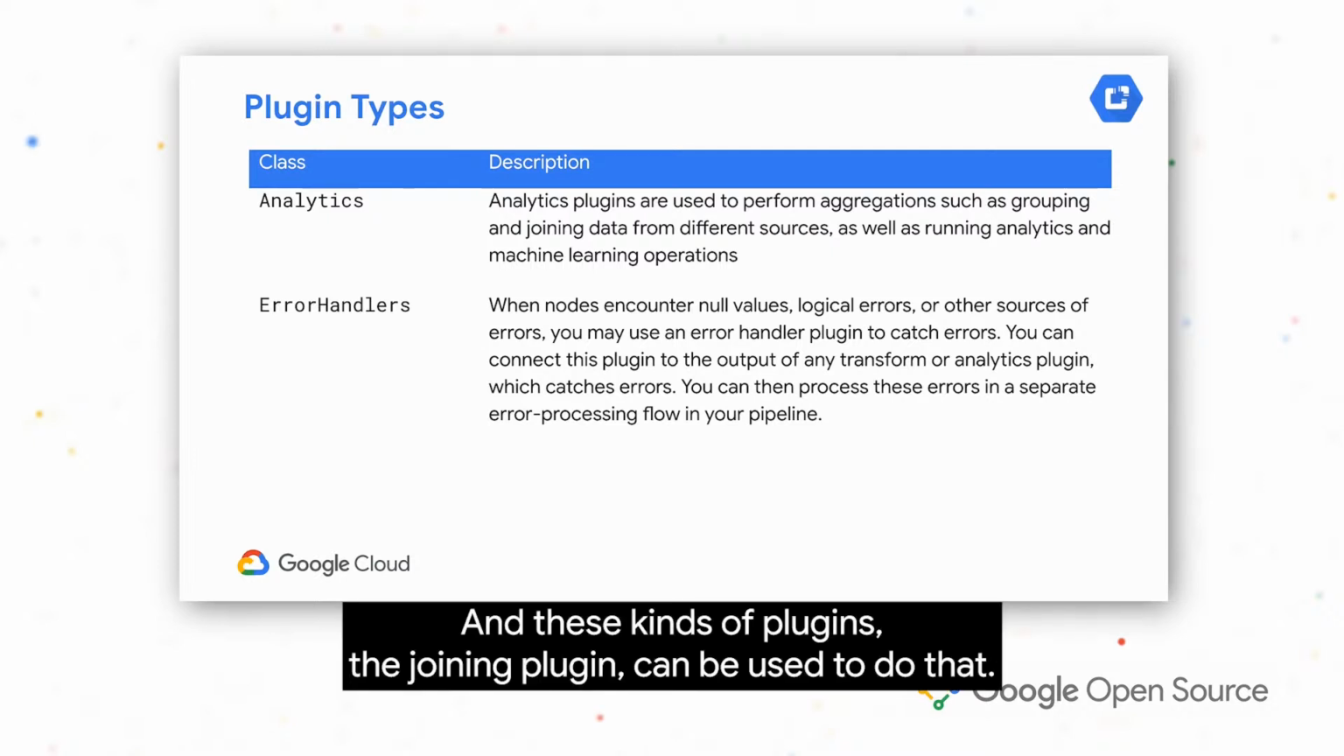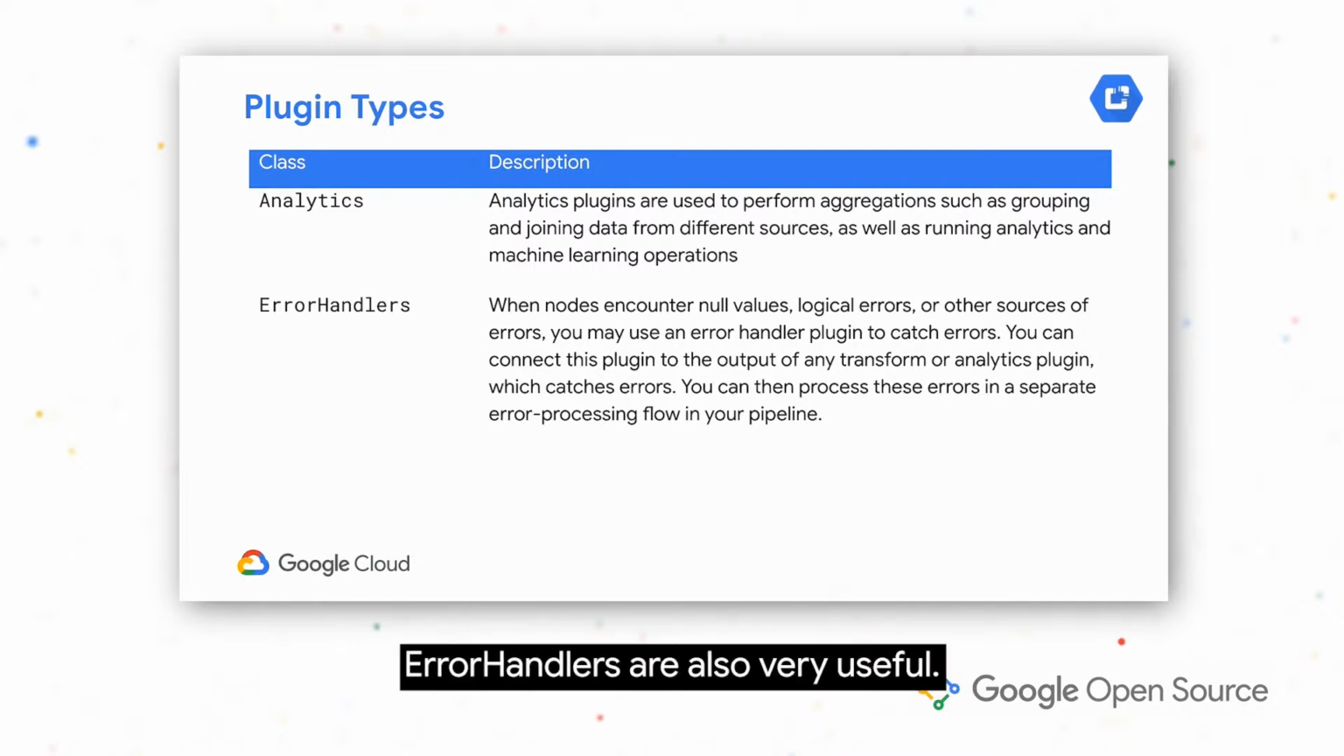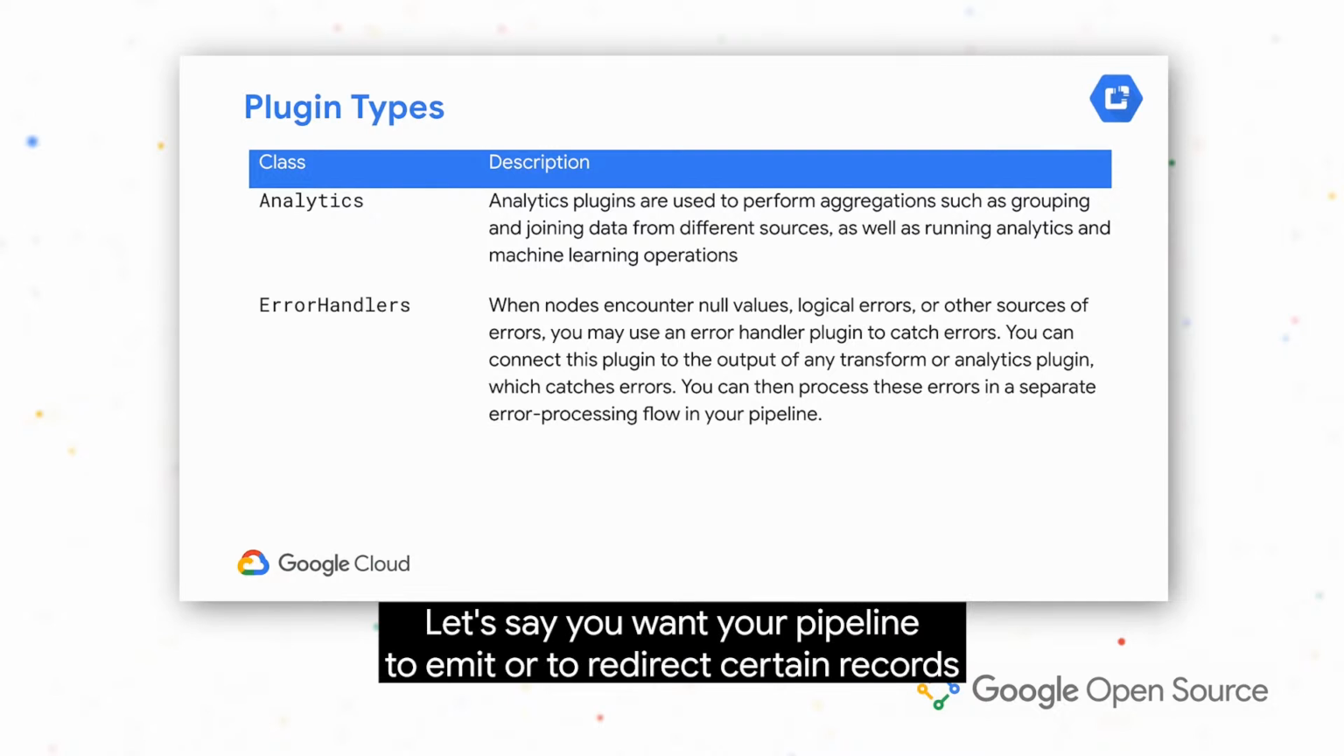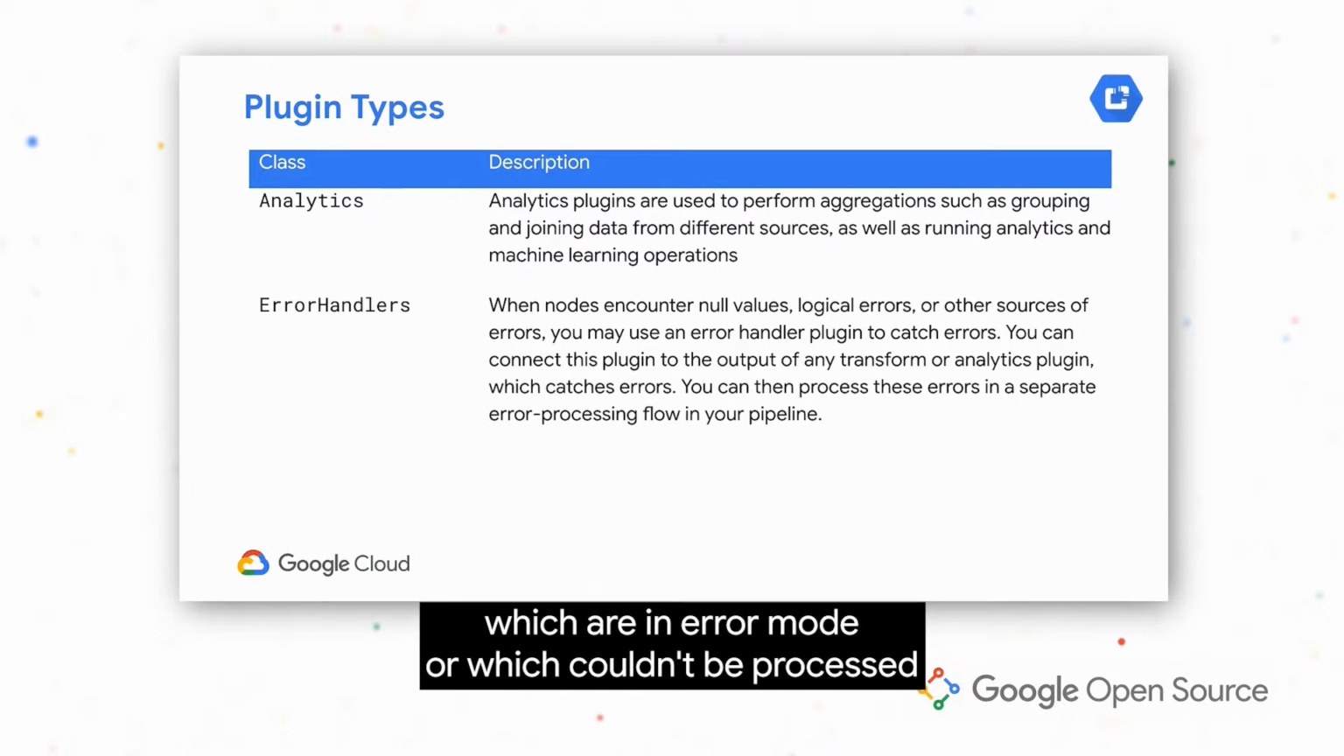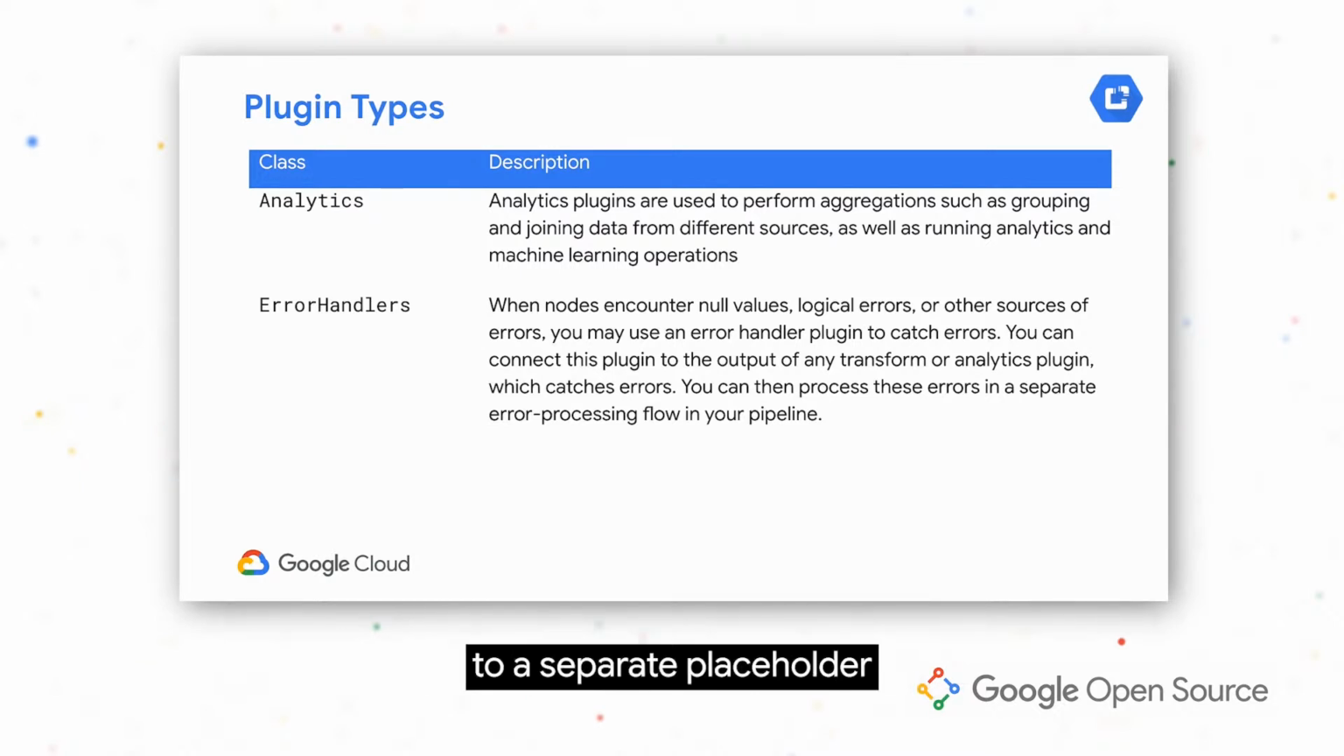And these kind of plugins, or the joining plugin, can be used to actually do that. Error handlers are also very useful. Let's say you want your pipeline to emit or redirect certain records which are in error mode, or which couldn't be processed, to a separate placeholder. You could use an error collector.